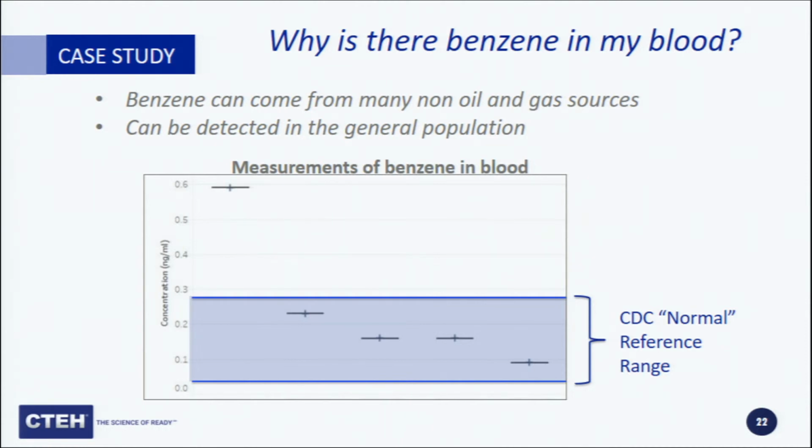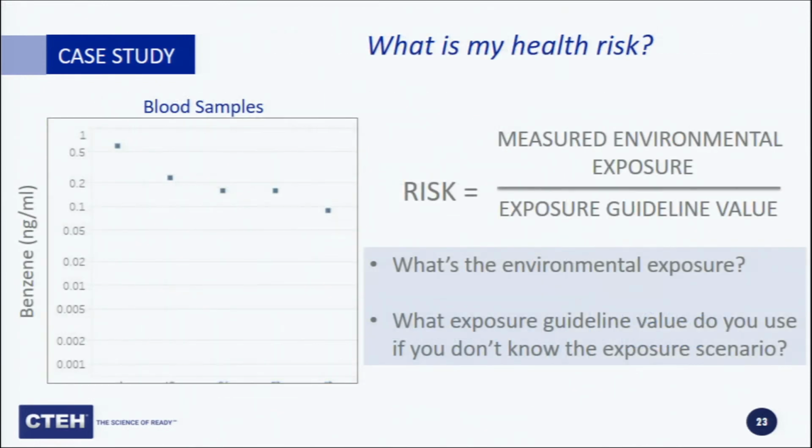In fact, benzene can be detected in the general population. The CDC's normal reference range in what they call the NHANES study, a biomonitoring study of people across the US, is this. You're going to find it. You will probably detect it in probably all of our blood, for example. So what do you do with that information? What is my health risk? Again, you need to know what's the environmental exposure.